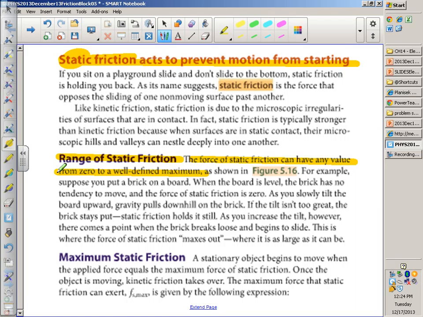Can the frictional force just keep increasing to match any force that I apply to this book? If it did, Julia said no, she's right. If it did, what would never happen? Nothing would ever move, because friction would just keep balancing out whatever force I apply, and we end up with 0. So here, let me show you this picture.